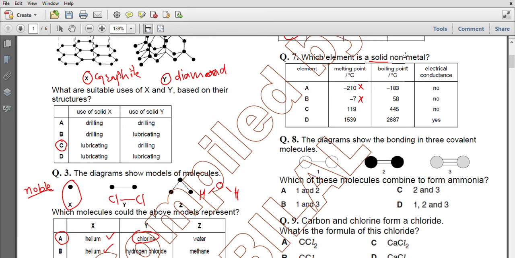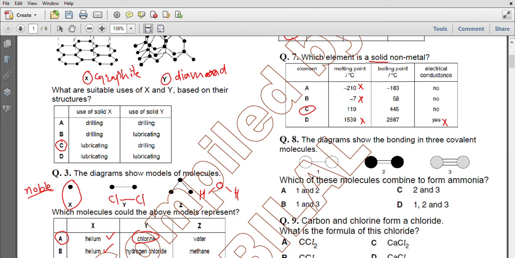Secondly, as it is a non-metal, and non-metals usually do not have such a high temperature, we definitely eliminate D. Again, as it is a non-metal, it should not be a good conductor of electricity. That is why we also have to eliminate option D. And we are left with only one correct option, C.